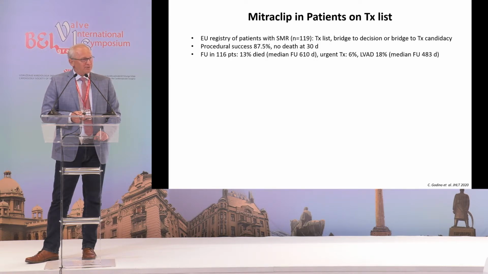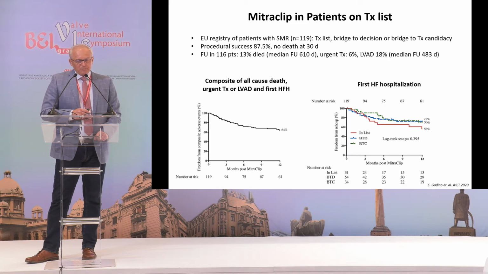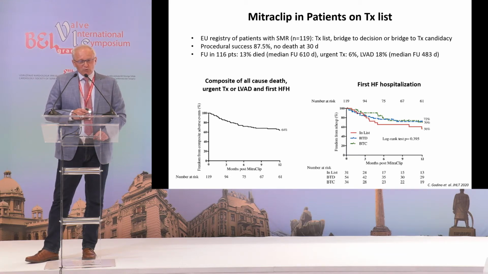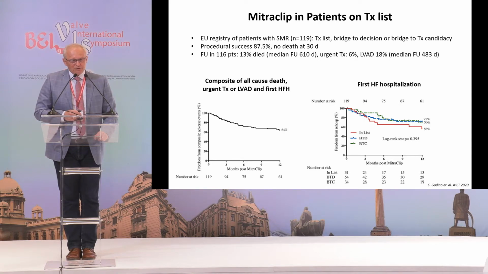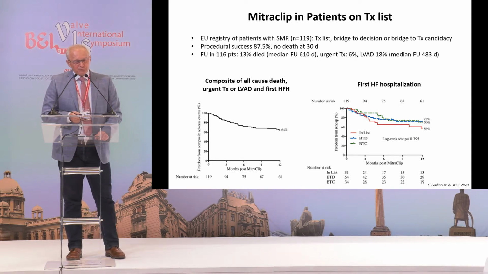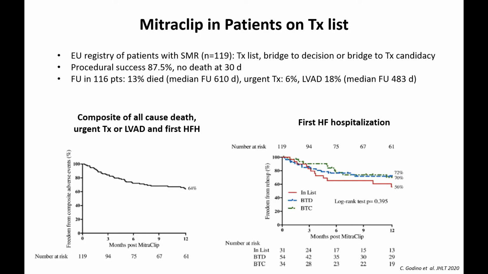When you look at the Kaplan-Meier curves of the composite of all-cause death, urgent transplant, LVAD, or first heart failure admissions, you see that up to 1 year, in fact, 2/3 of patients are free of these events, which is quite good, when you think about it, quite good for this very advanced patient population. When you look at the first heart failure admissions, you see slight differences between the decision or the placement of this patient on the list, either transplant, bridge to decision, or bridge to transplant candidacy.